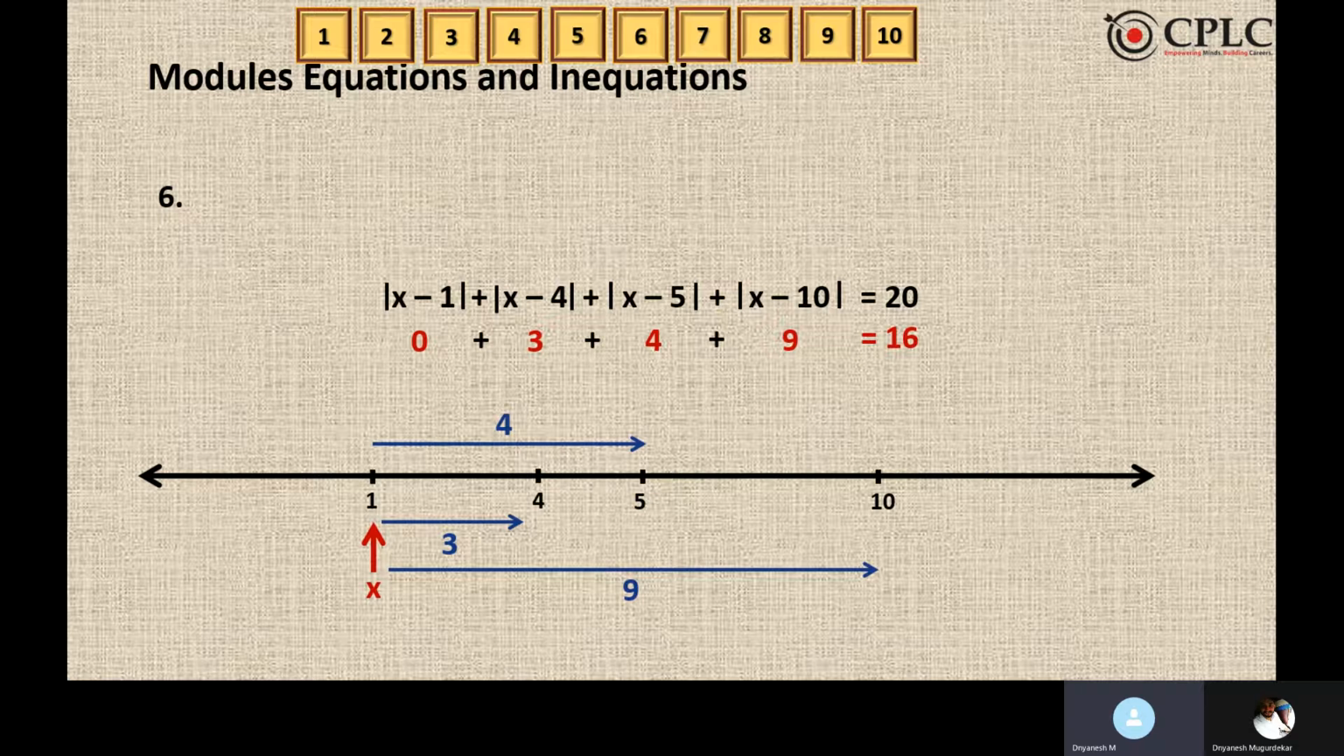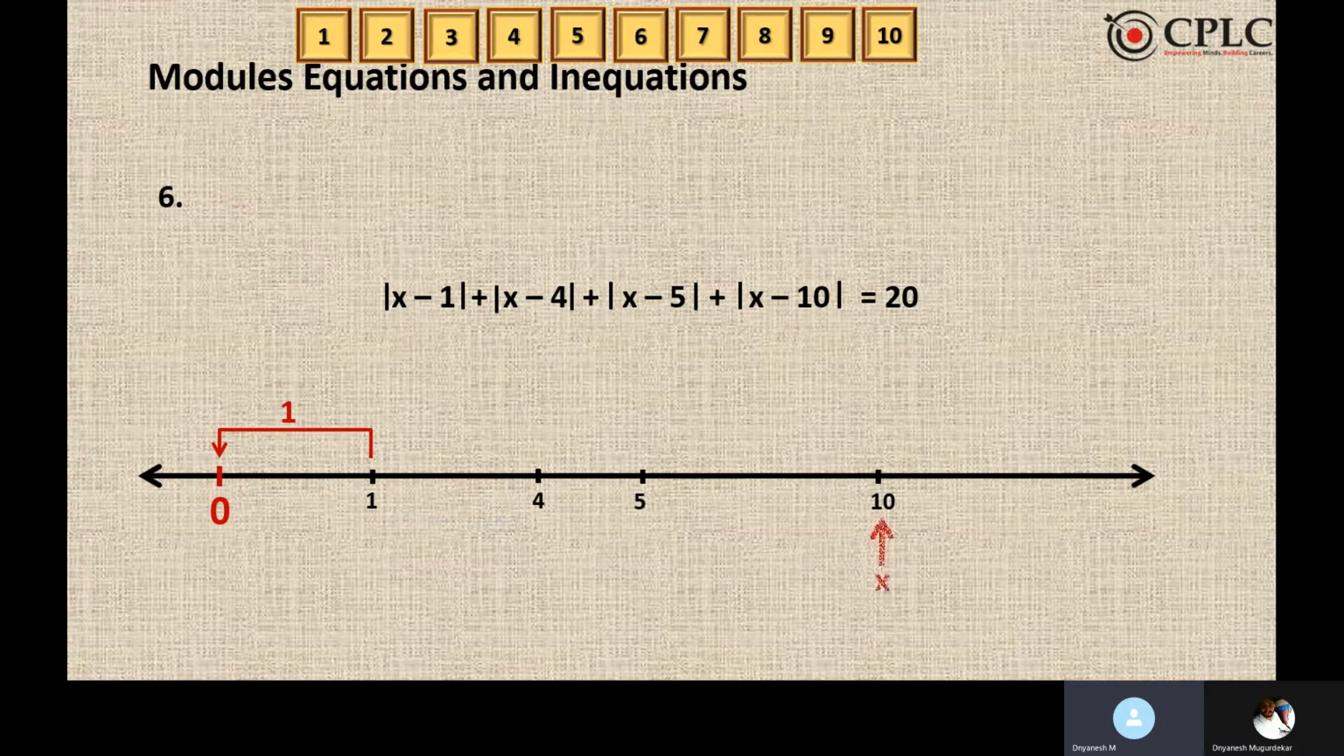The given value in the question is 20. Take the difference, 16 and 20, the difference is 4. Divide that difference by number of moduluses. There are 4 moduluses in the question. So 4 divided by 4, you get 1. Now, what you will do is from 1, you will go 1 unit behind, which gives you 0 as the point.